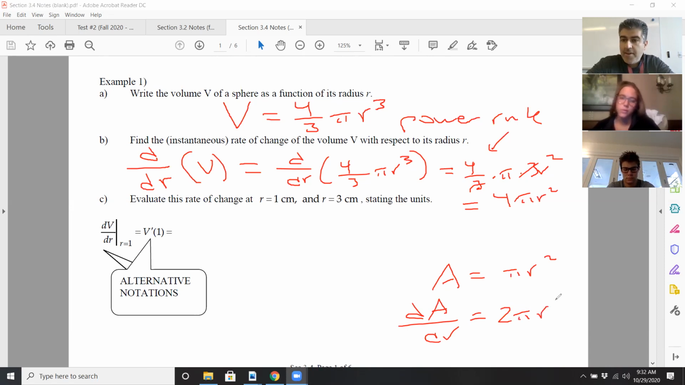You get 2 pi r. It's kind of interesting, right? The circumference is the derivative of the area. The surface area is the derivative of the volume. These are things we're going to explore in more detail when we get to our 4th unit. But a lot of geometry formulas, calculus can be used to explain why they work.